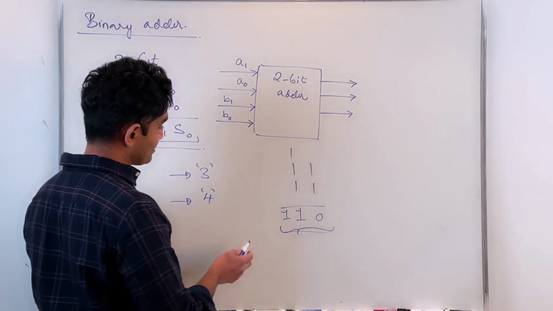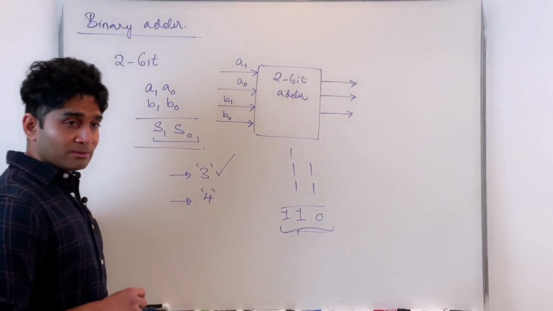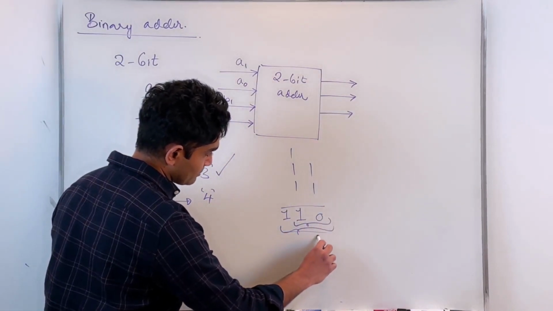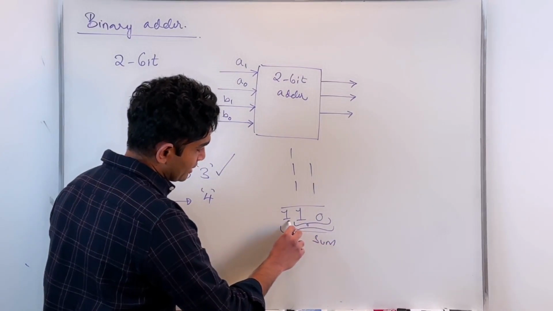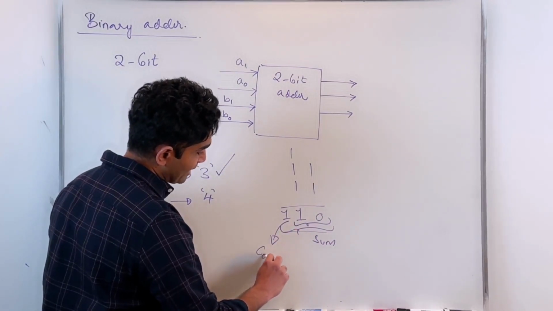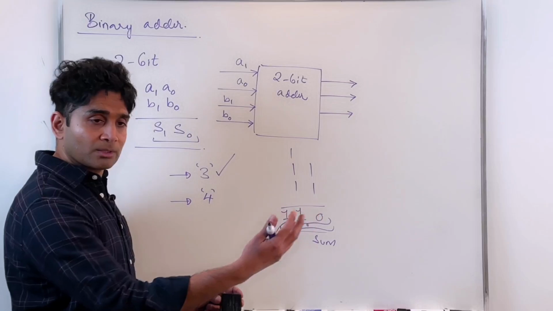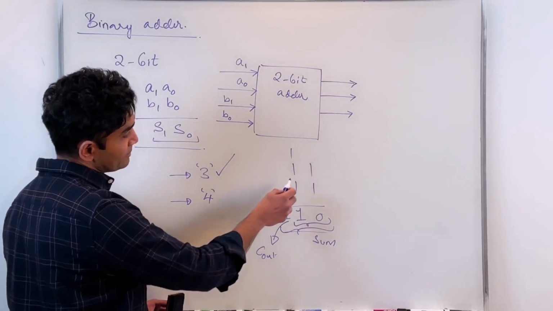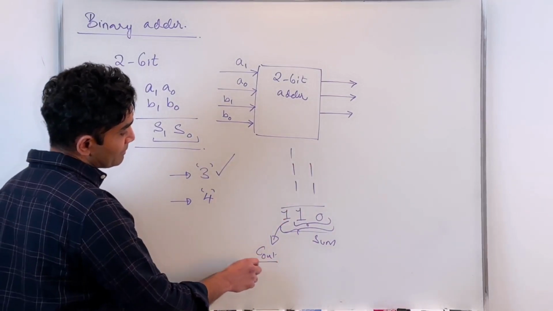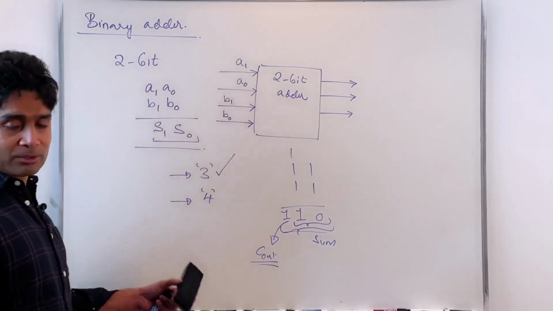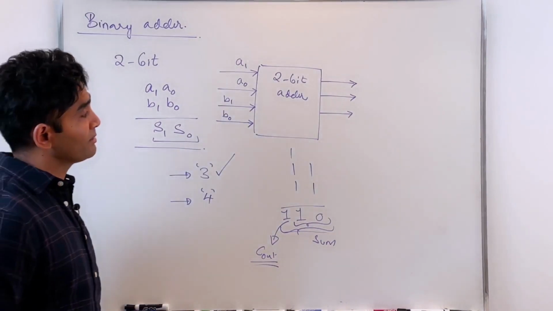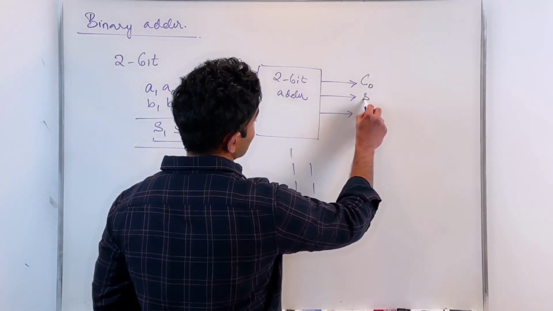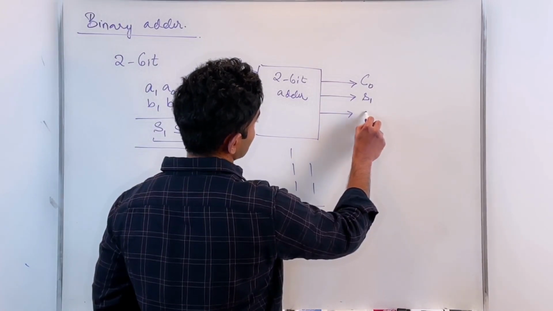So how many outputs then? I need to have 3 outputs. 2 for sum, and that's my carry out. I'm going to call that carry out because that's the output carry, coming out as an output. So yes, 3 is the correct answer here. So let me call that C out, S1 and S0.